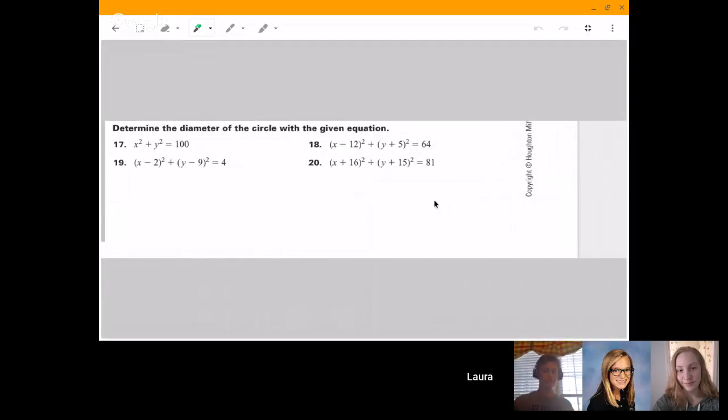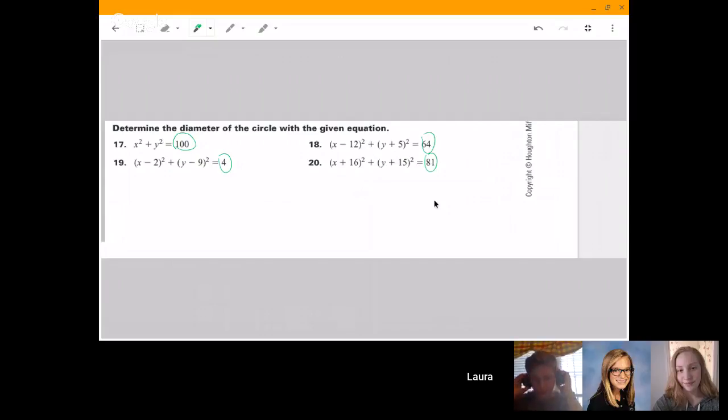Okay, so if you're finding the diameter, you can find the radius pretty easily if it is in the standard form of a circle equation, which, if you look at all these, they are in standard form. Number 17 would be a circle centered at the origin, 0, 0. And all the other ones, because it's x minus a number squared, y minus a number squared, and a plus sign in the middle, are all equations for circles in standard form. So if it's in standard form, this last number is the radius squared.